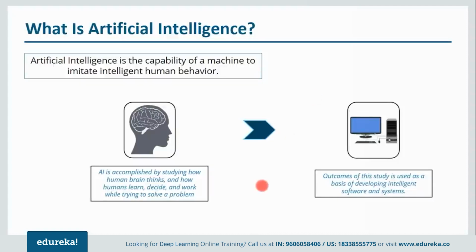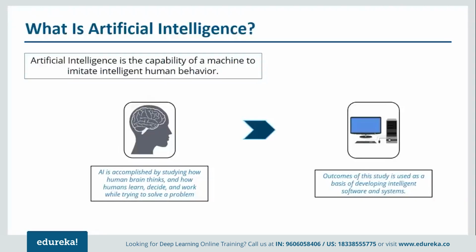Now, what happens in artificial intelligence? Artificial intelligence is accomplished by studying how the human brain thinks and how it learns, decides and works while trying to solve a problem. Then we use the outcome of this study as the basis of development of intelligent software and systems. So our major goal is to have systems or software that can imitate human behavior, the way they think, the way they decide, the way they solve a problem. In a similar fashion, we want our machines to do that. So this is basically artificial intelligence in a nutshell.